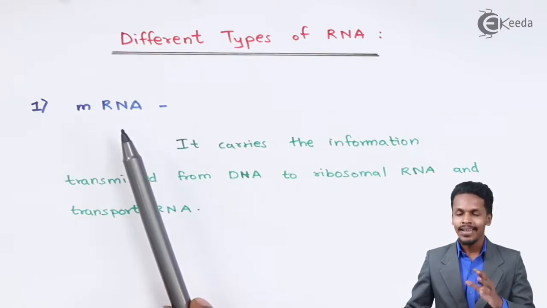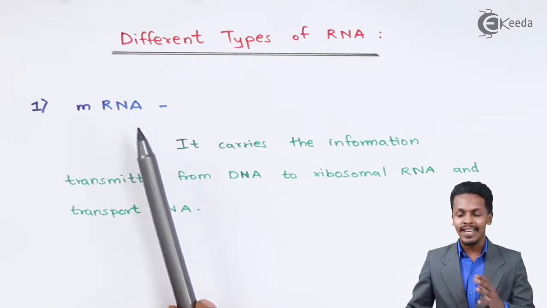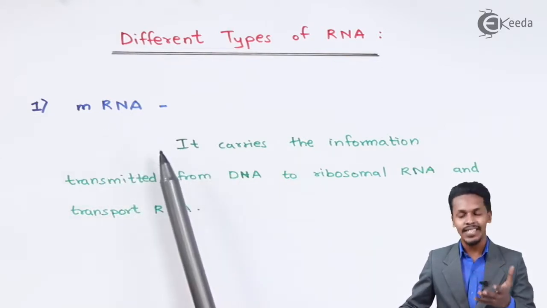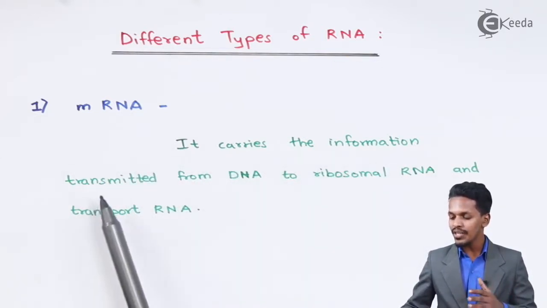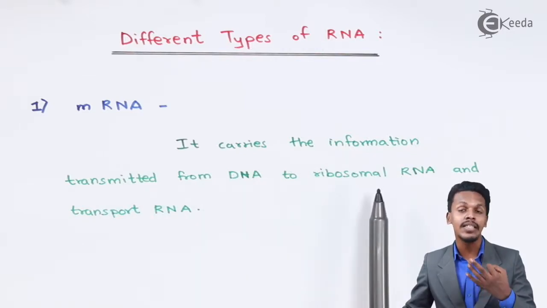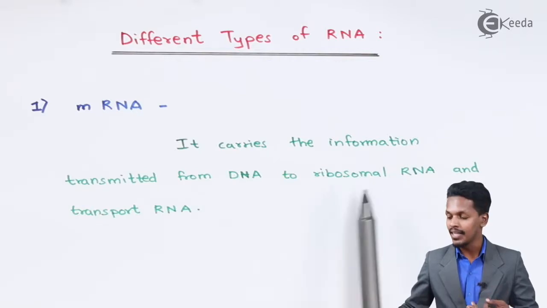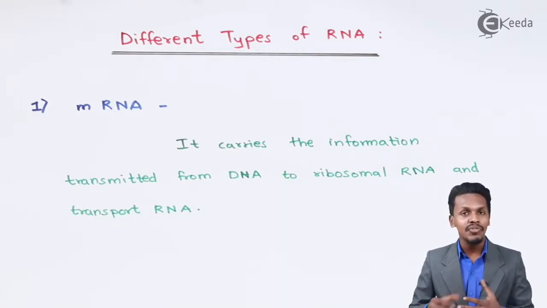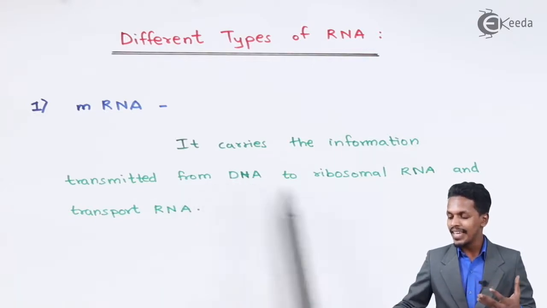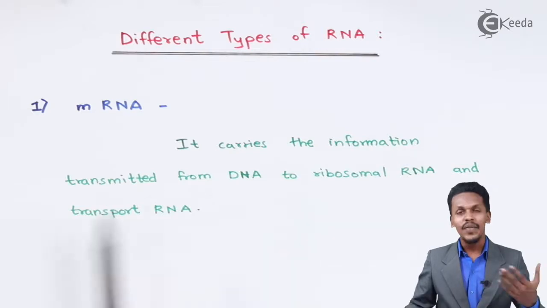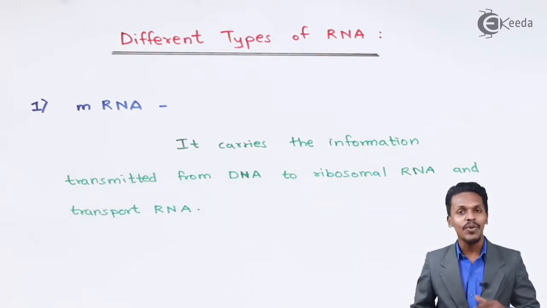In this case, the name itself gives an idea that the RNA plays the role of a messenger. Let us understand that it carries the information transmitted from the DNA to the ribosomal RNA, which is the third type of RNA, and the transport RNA also. So it carries the information from the DNA to the rRNA as well as tRNA. So this is the first type of RNA that we have discussed, and now let me talk about the next one.